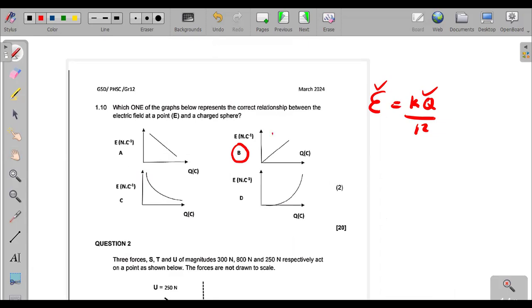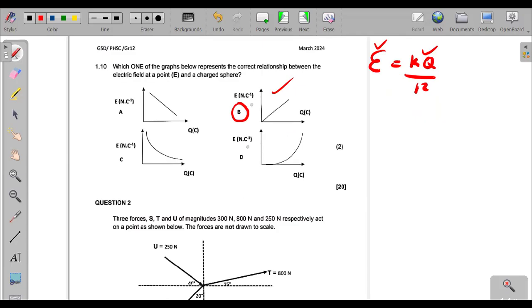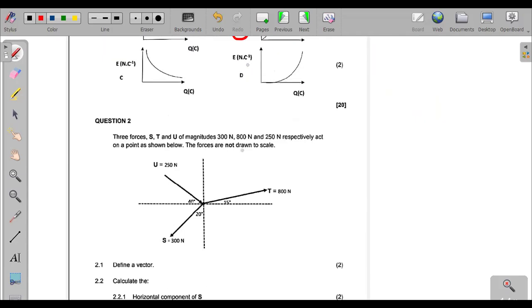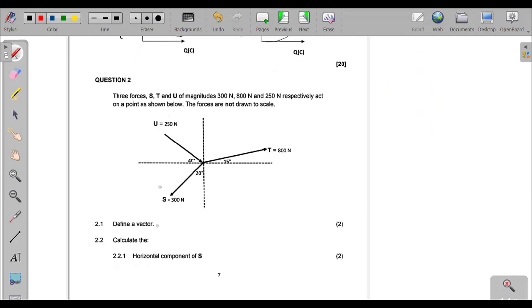That's a direct variation graph. So that's the relationship that the two are having. Right. So we can go to question number 2. So those are the questions for the multiple choice there. Three forces S, T, and U of magnitudes 300, 800, and 250 respectively act on a point as shown below. The forces are not drawn to scale. Okay, define a vector. We just define a vector as a physical quantity that has both magnitude and direction. That's a vector by definition.